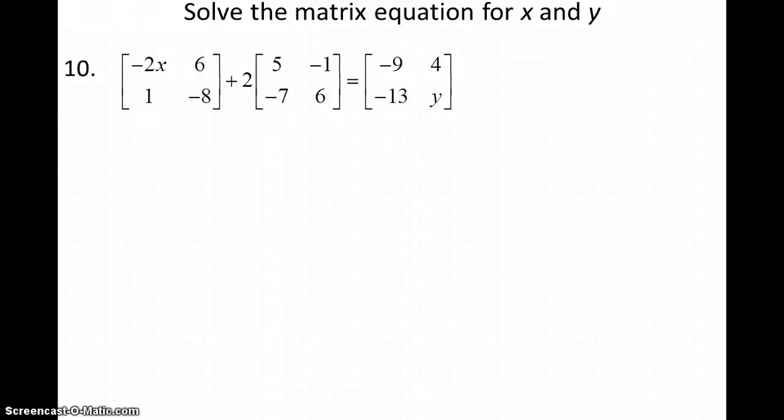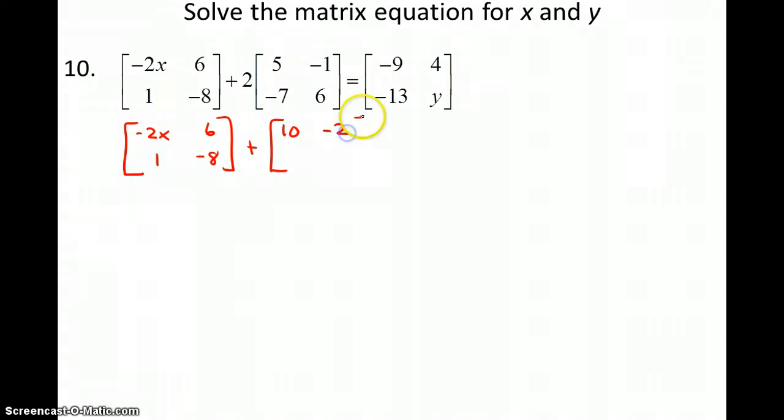Next, we will solve the matrix equation for x and y. To do that, we first need to simplify the matrices on the left. Distribute 2 to each term. Do your scalar multiplication first. So your first matrix will stay the same, and your second matrix will be 10, negative 2 for your first row, negative 14 and 12 for your bottom row. All of that will be equal to negative 9, 4, negative 13, 1.